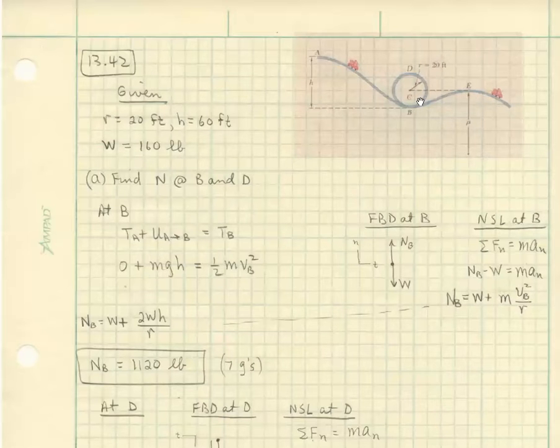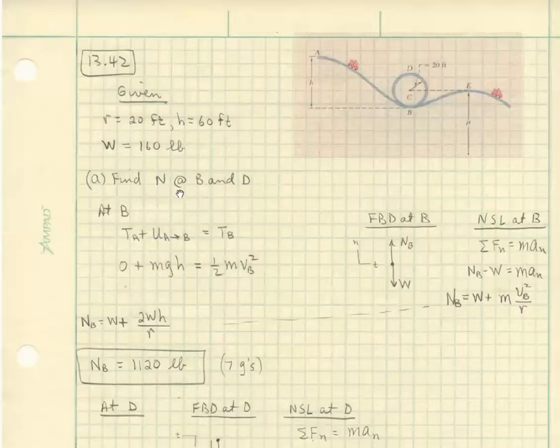We're given that the radius of this loop is 20 feet and the height h that you start out with from A here with a zero velocity is 60 feet high, and we're given the weight of the person as being 160 pounds. And what we're trying to find here is the normal force that's exerted on the person at B and at D, and what this radius of curvature over here has to be such that you're just on the verge of coming off the ground.